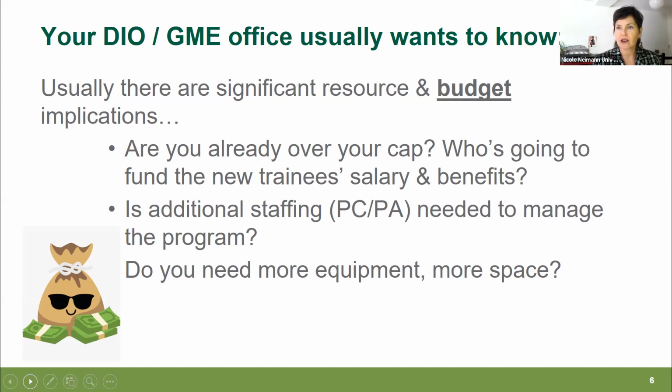Other things to consider are, do we need additional staffing to manage the program? Your program coordinator or program administrator FTE. Right now, I'm only a 0.5 FTE in urology. I manage 2 other programs. And then also, do you need more equipment? Do you need more space? What are all the various needs if you're going to increase your complement? Next slide.